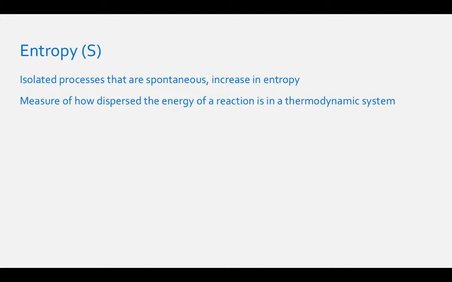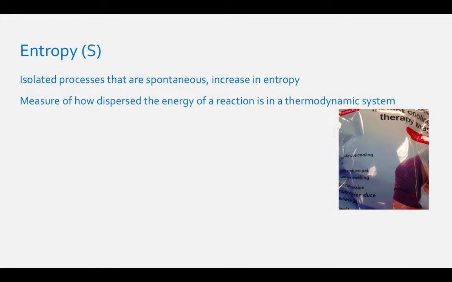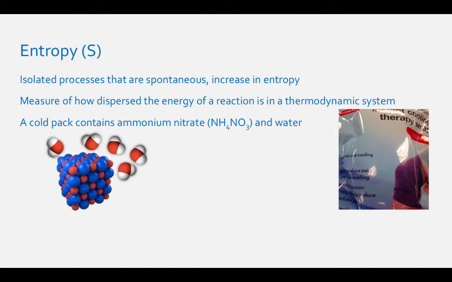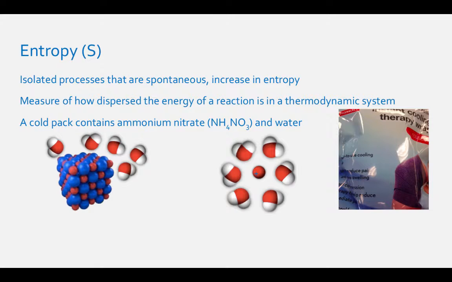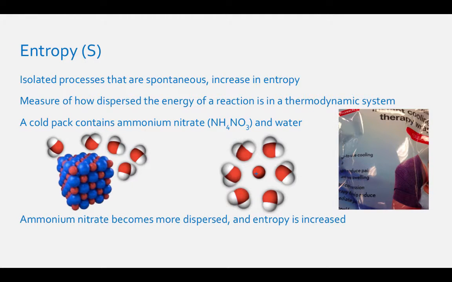Let's say, for example, we have a cold pack. A cold pack is a mixture of ammonium nitrate and water that are separated until the pack is activated. A cold pack is used to treat strains and sprains that cause tissue inflammation because cold reduces inflammation. When the ammonium nitrate and water are mixed, the ammonium nitrate breaks into its ions and the water surrounds those ions. Therefore, the ammonium nitrate becomes more dispersed from its solid form to its aqueous form, and the entropy increases.